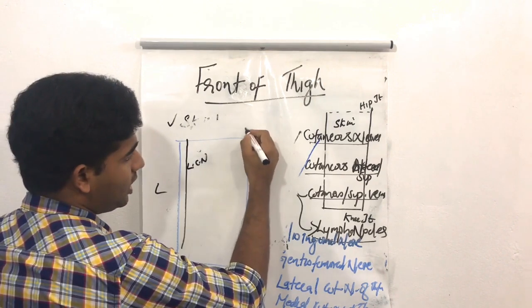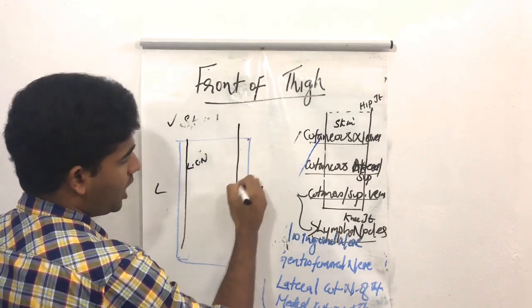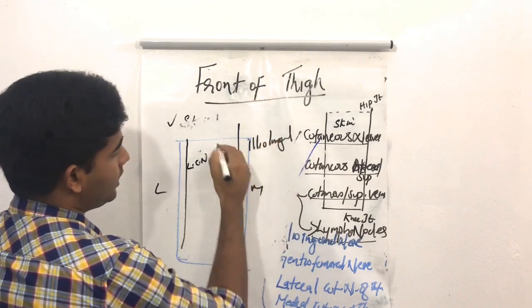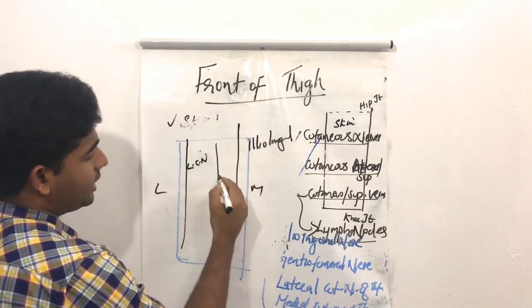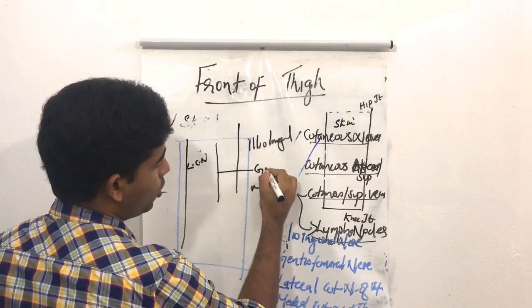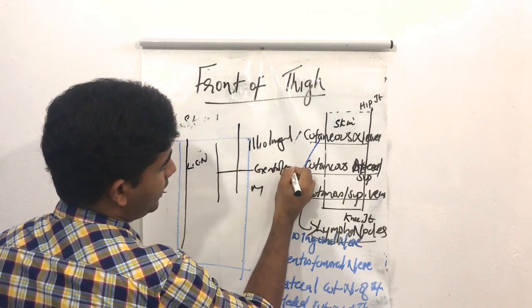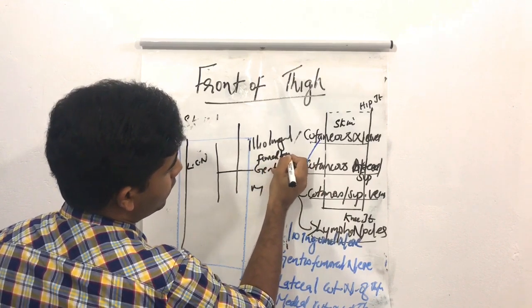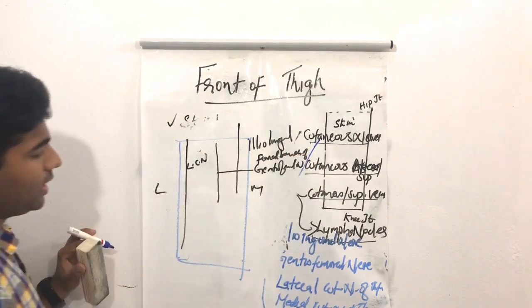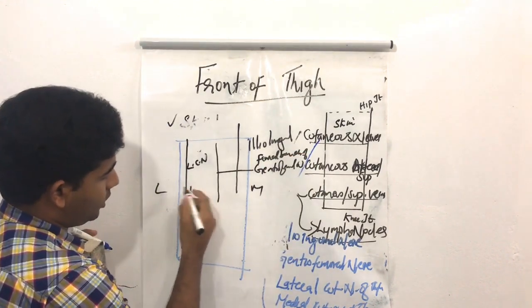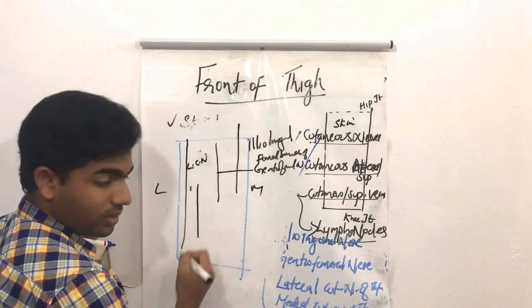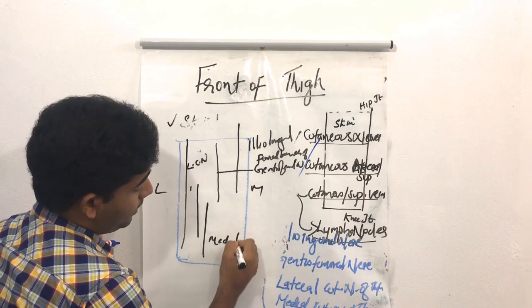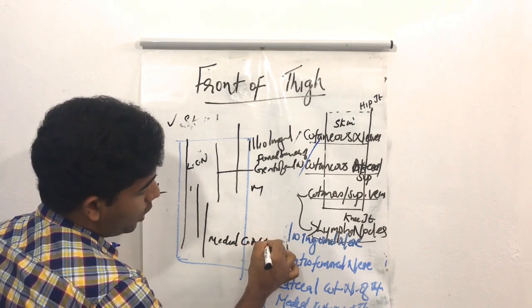Here this is the inguinal region, and here you have a nerve known as the ilioinguinal nerve. Here you have the genitofemoral nerve, better you say the femoral branch of the genitofemoral nerve. And here you have the lateral cutaneous nerve. Then in between you have the intermediate cutaneous, and here you have the medial cutaneous nerve of thigh.